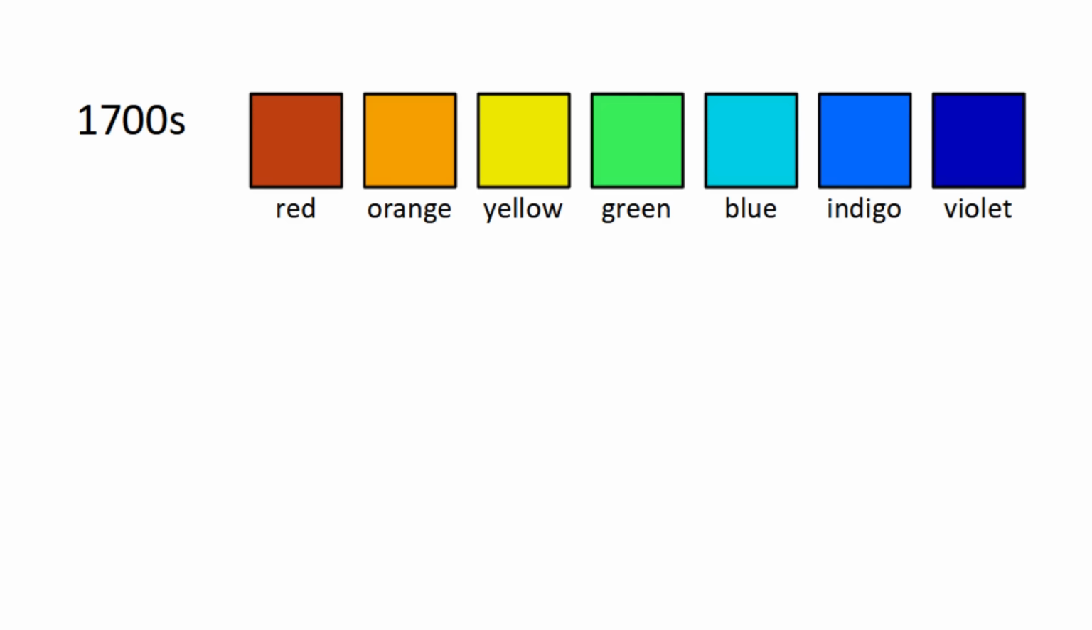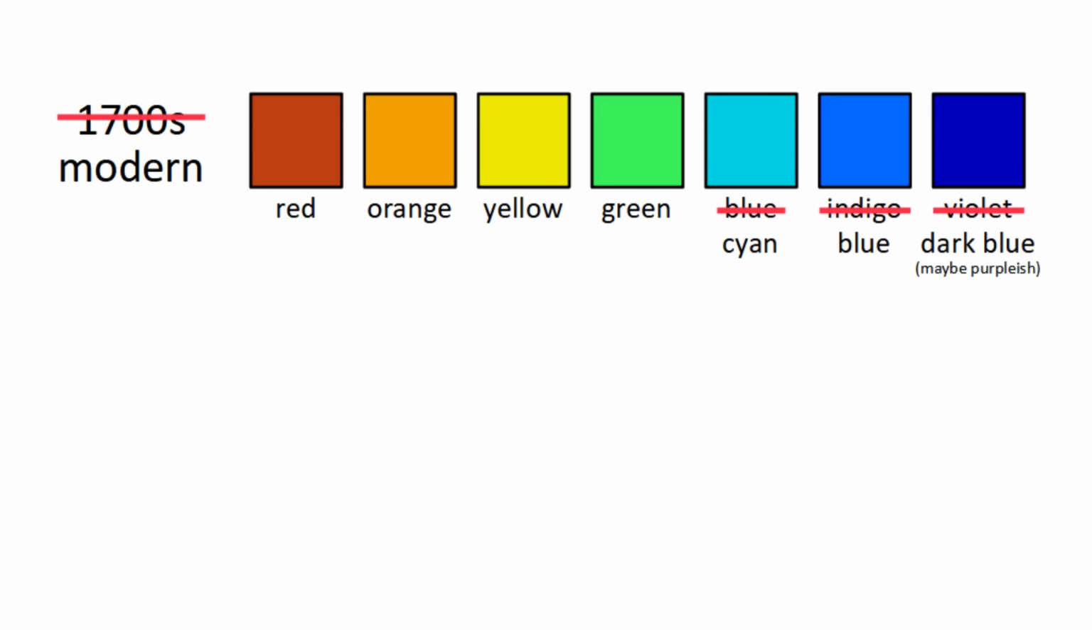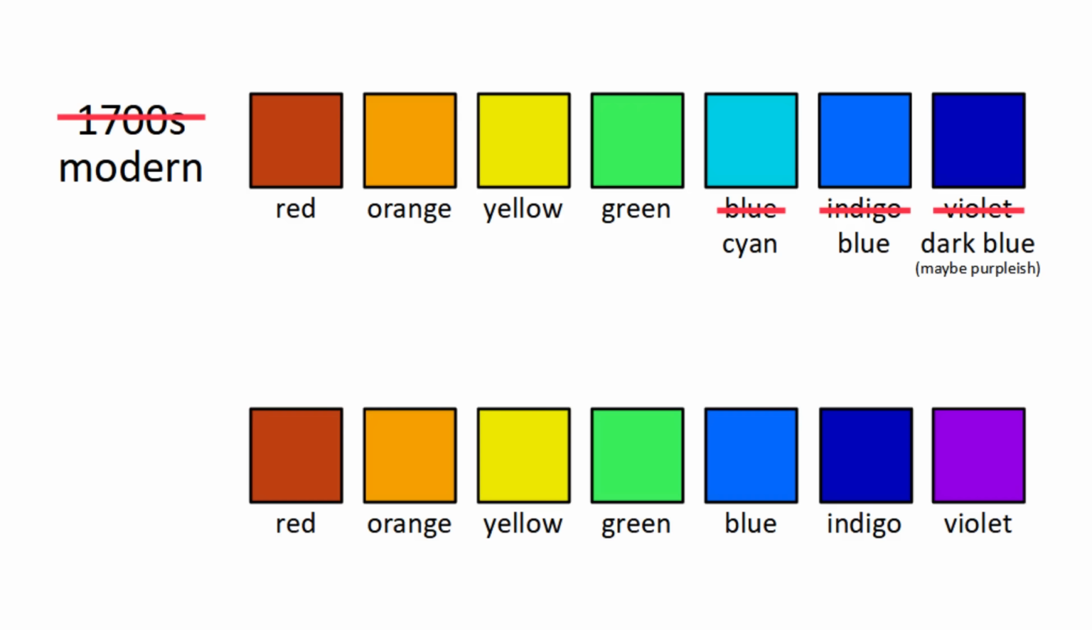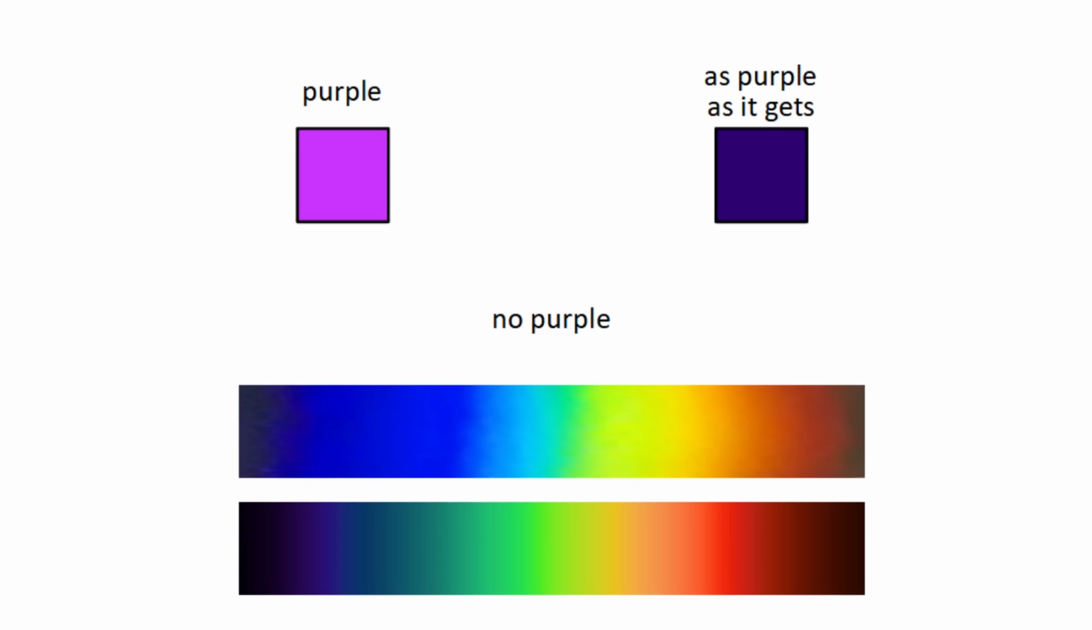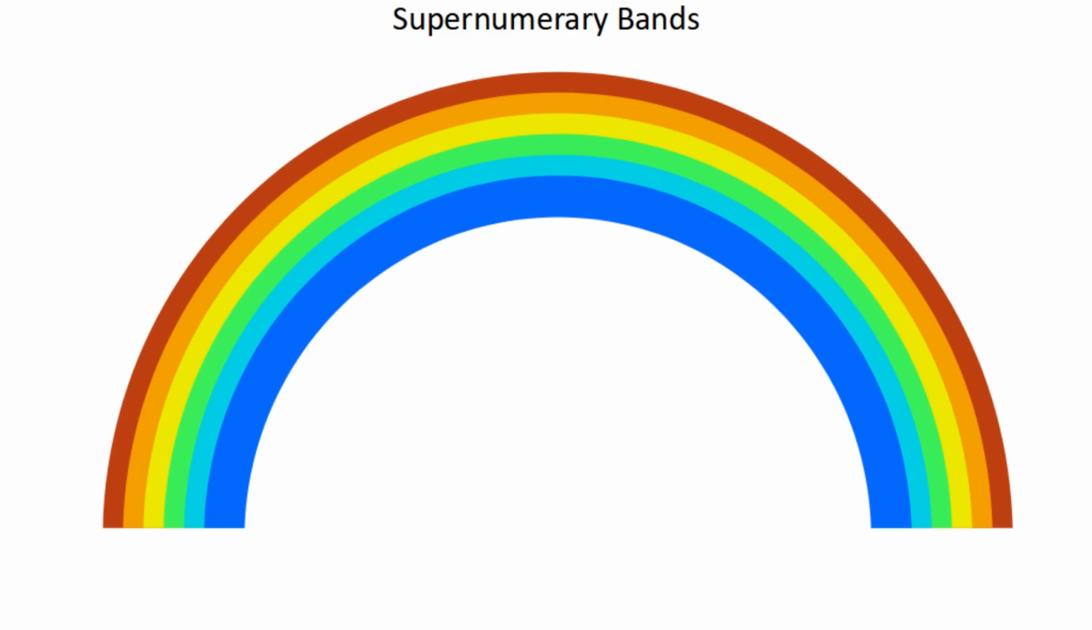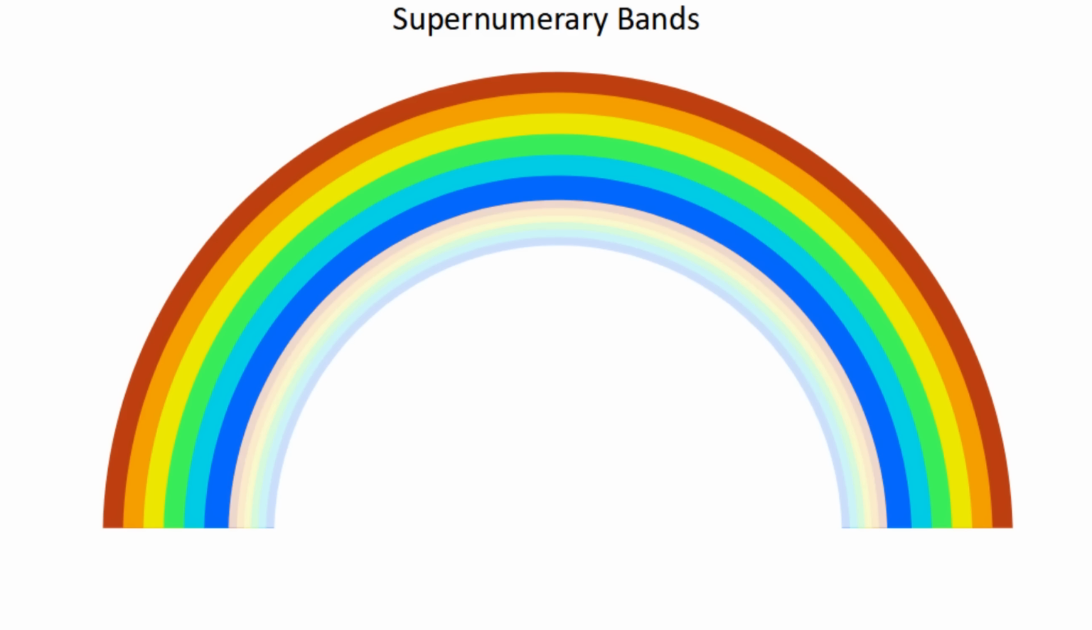What Newton called blue, we would call cyan. What he called indigo, we would call blue. And what he called violet, we would call dark blue. Unfortunately, people still use the acronym with modern color terms, which leads to cyan getting left behind. Also, it's worth noting that neither of these contain purple. Even though rainbows can contain purple, that's due to something called supernumerary bands, where a smaller and fainter rainbow forms, and the red of the small one mixes with the blue of the big one, forming purple.